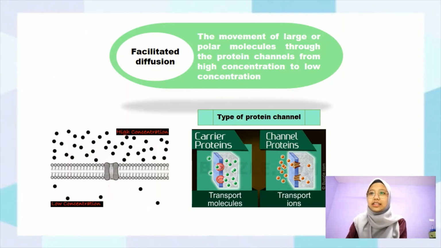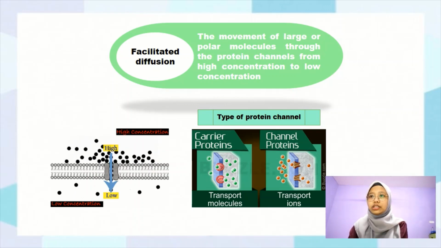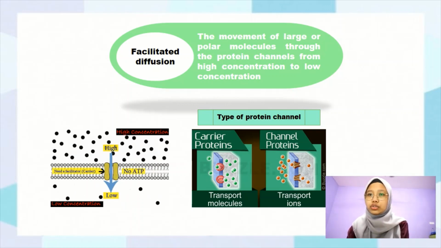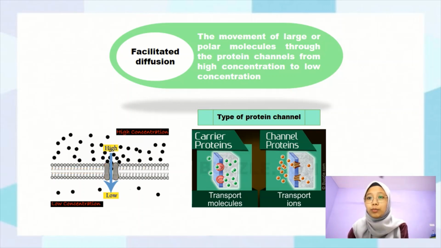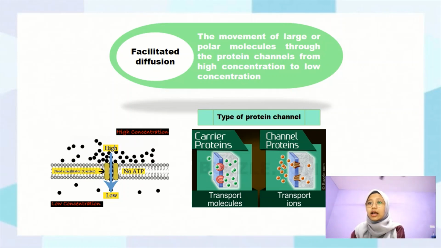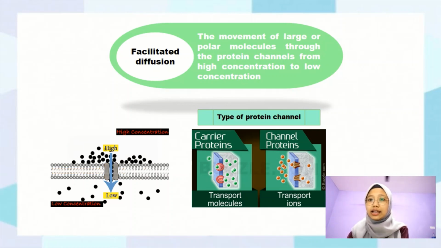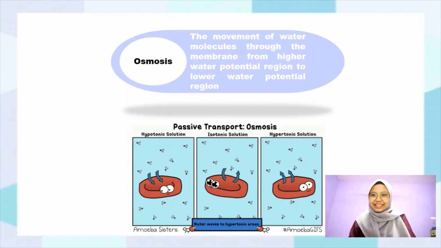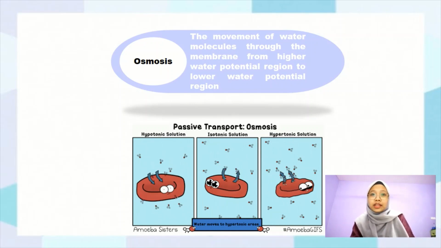Now facilitated diffusion. It is the movement of large or polar molecules through protein channels from high concentration to low concentration. So it needs a facilitator or carrier to move the substances across the plasma membrane. There are two types of protein channel: carrier proteins, which transport molecules, and channel proteins, which transport ions.